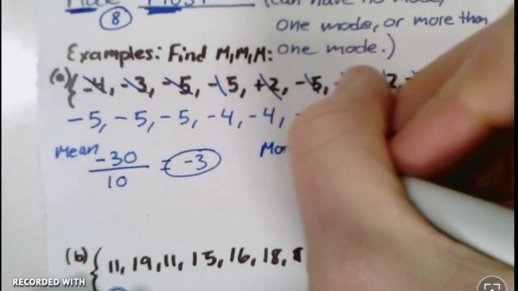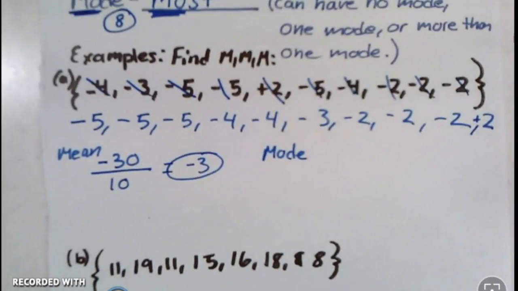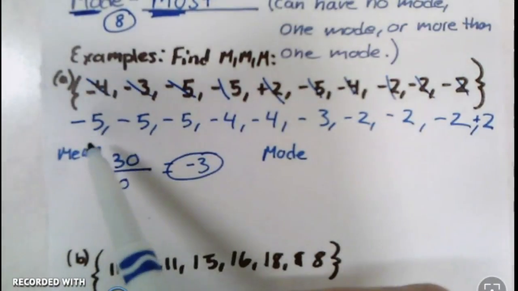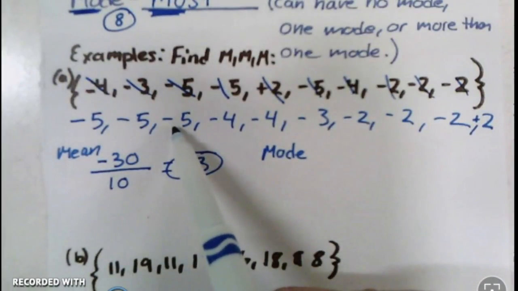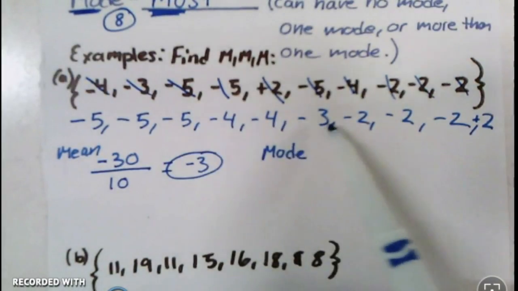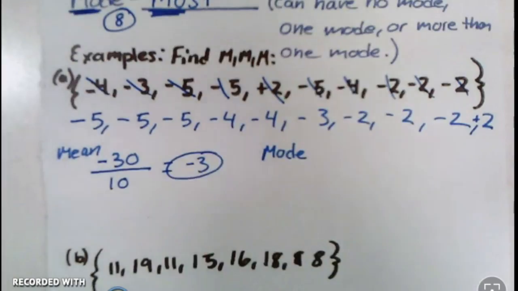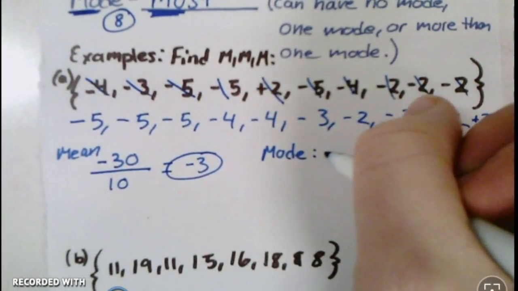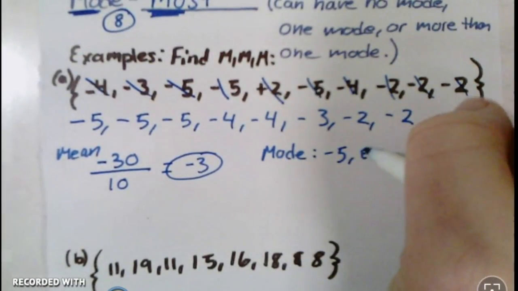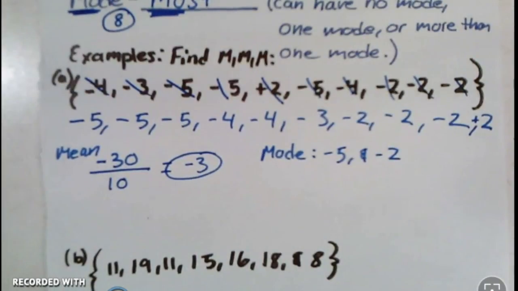So remember the mode is the one that occurs most often, and having them in order like this makes it really easy. -5 occurs 1, 2, 3 times. This is only twice, that's only once. This is 3 times. So how many modes do I have? 2. My mode is -5 and -2.